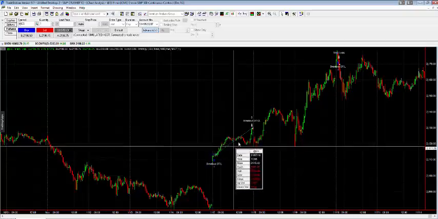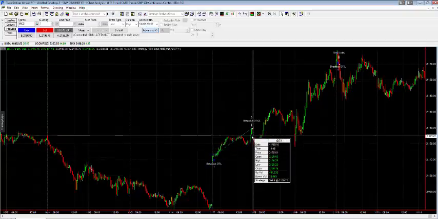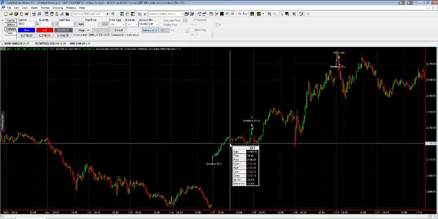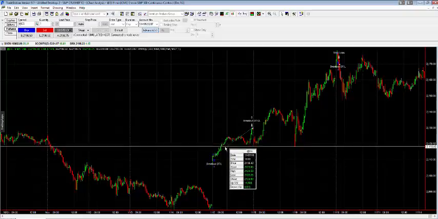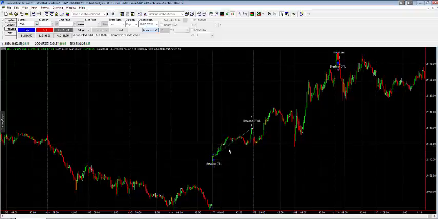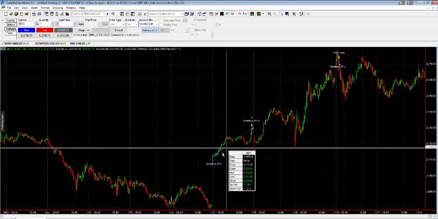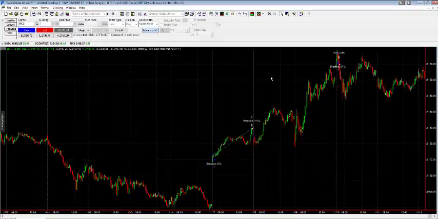We got in at 21.13 and got out at 21.29, so it's about a 16-point gain on the S&Ps, which is each point is $50, so that's about an $800 to $900 gain on this trade right here.